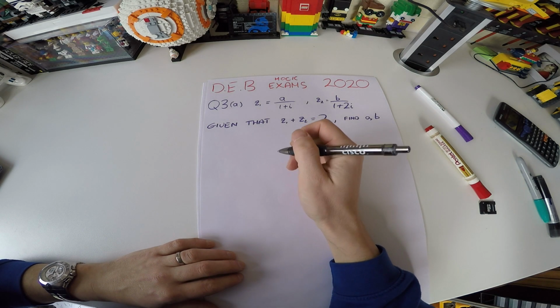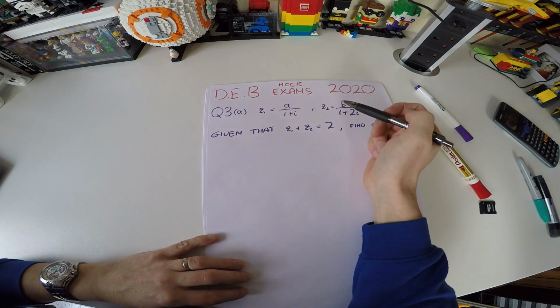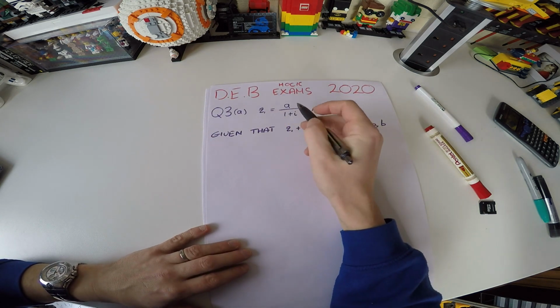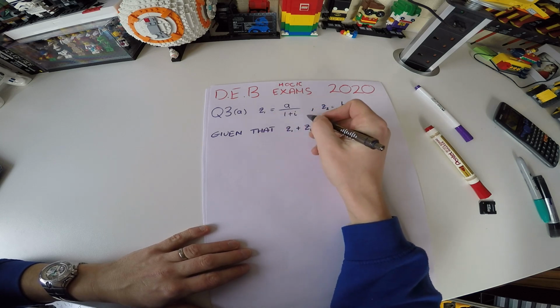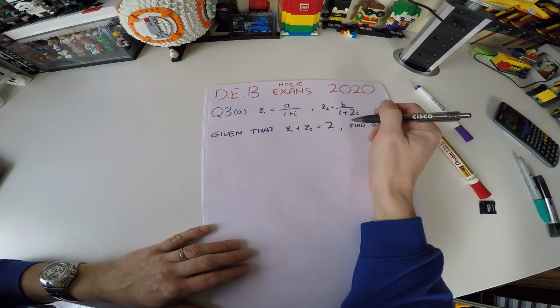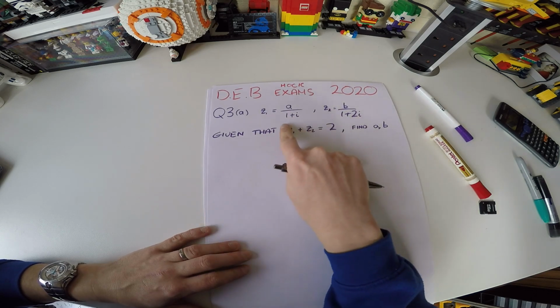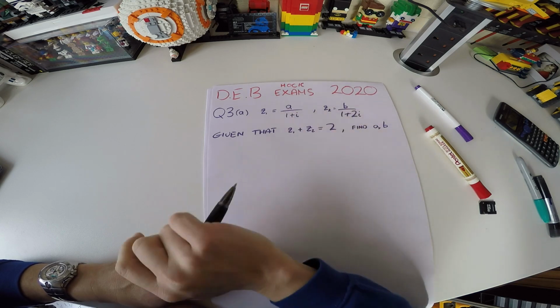Okay, on to question 3 from this year's DEB mock exams. So the very first question gives you these two complex numbers, a over 1 plus i, which is z1, and z2, which is b over 1 plus 2i. It says that if you add these two numbers together, you should get 2. And from that information, can you find a and b?